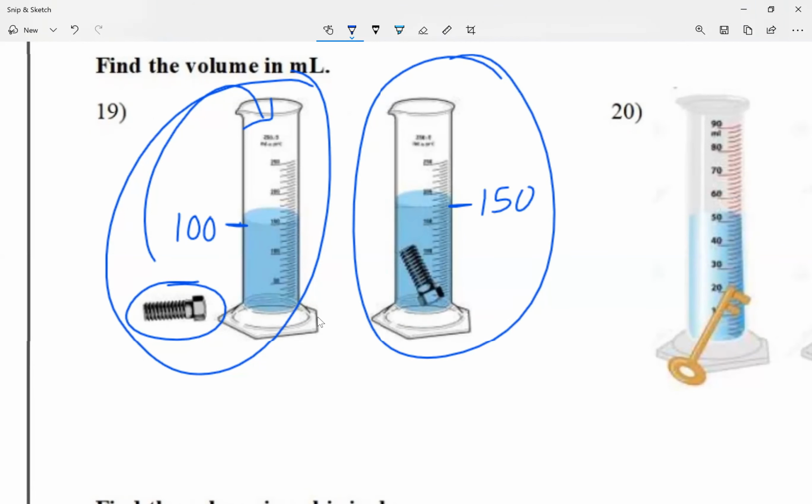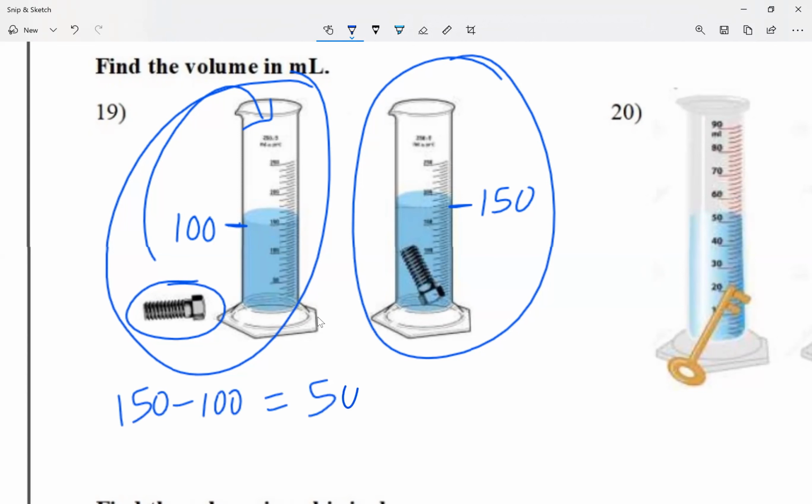So the way I'm going to find out in milliliters the volume of the screw, I'm just going to subtract the two levels of water. I'm going to go 150 minus 100, and it's going to tell me this is 50 milliliters.